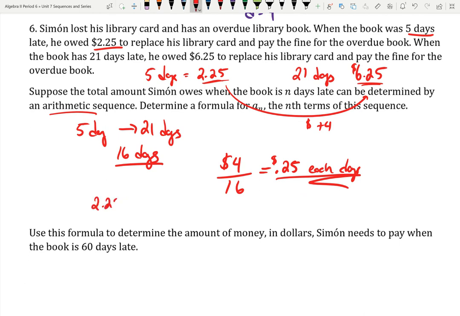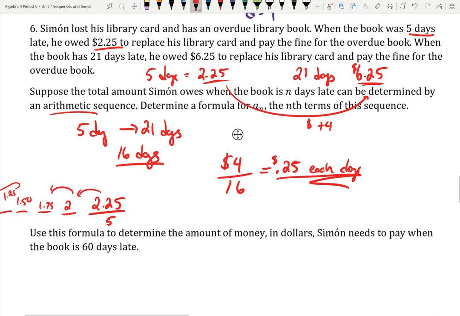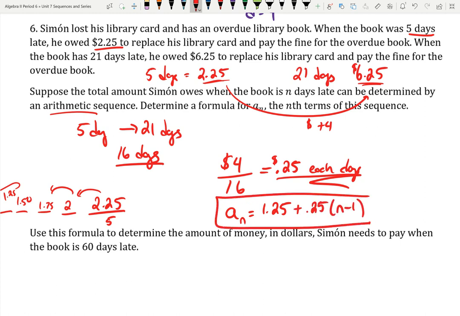So $2.25 on day 5, 4, 3, 2, 1. We got to work our way backwards here. Minus 25 cents, minus 25 cents, minus 25 cents, minus 25 cents. So the formula: A sub n equals the first term. How did I get the first term? I worked backwards. I started from day 5 and I worked backwards in that arithmetic sequence there. We add the common difference n minus 1 times. That lets me deal with Simone.